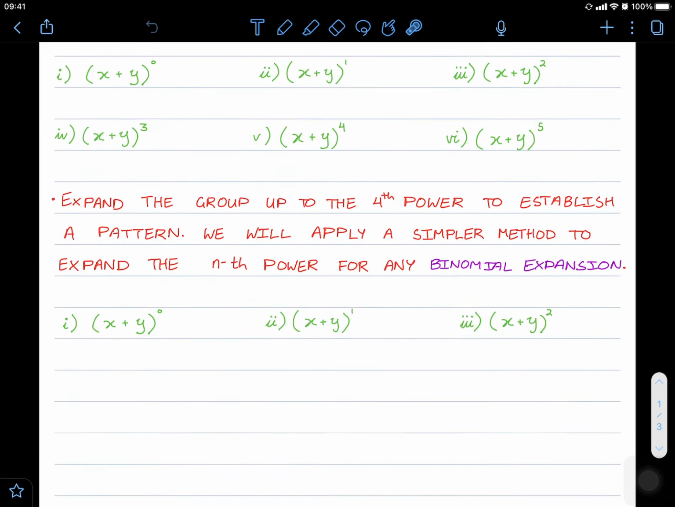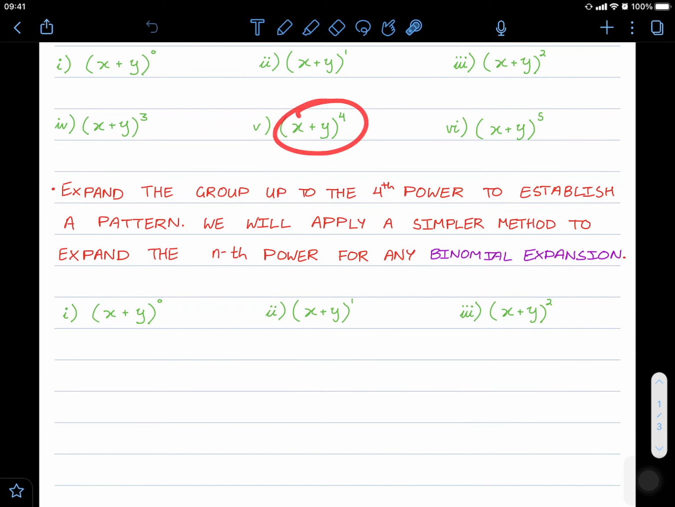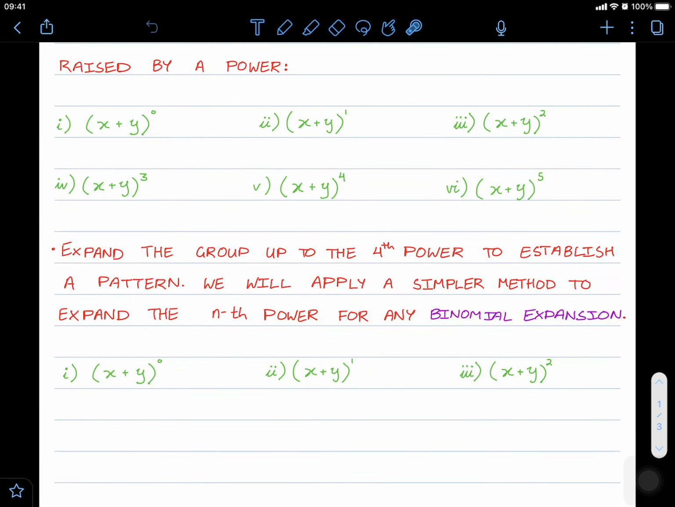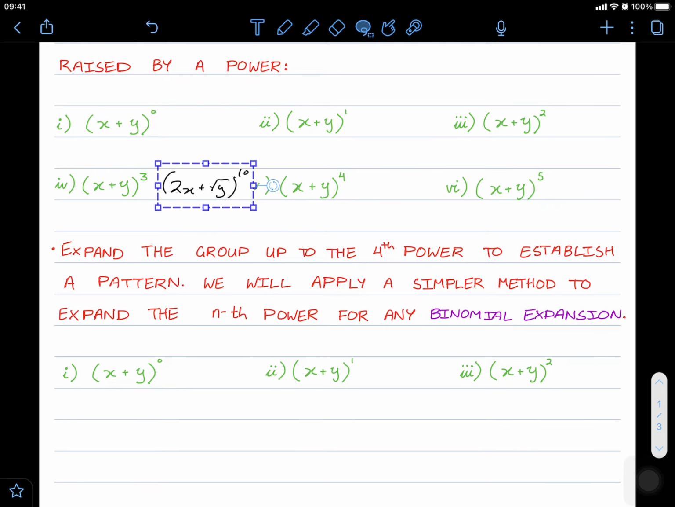So let's expand up to the fourth power to establish a pattern. And we'll apply a simpler method to expand the nth power for any binomial expansion. So far we're doing a very simple expansion of x plus y. Later on we can use any term on the inside, so we might have 2x plus square root y to the power of 10. And we'll learn how to expand something like this, which is very difficult to do by hand, but we'll see a quick way of doing it.